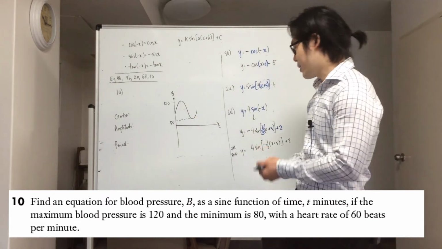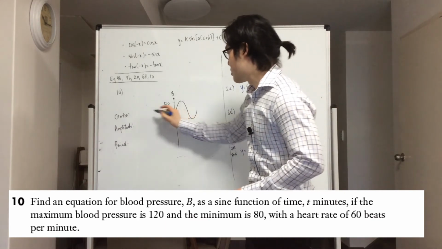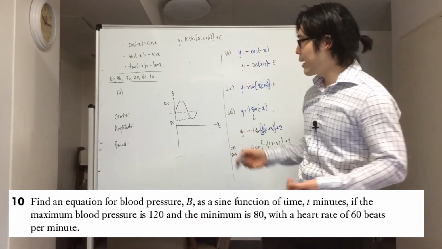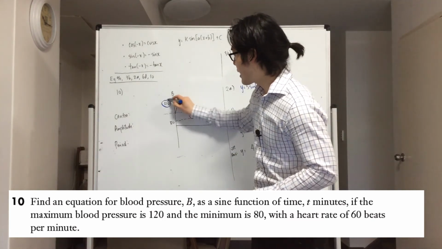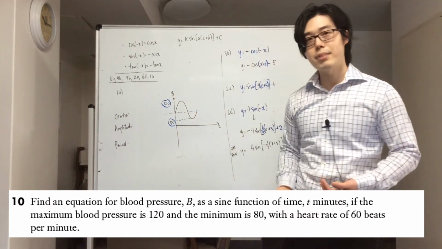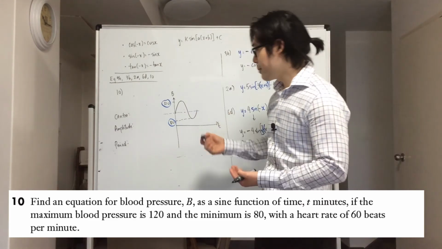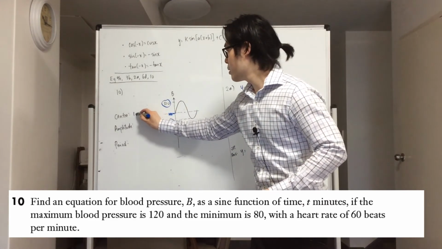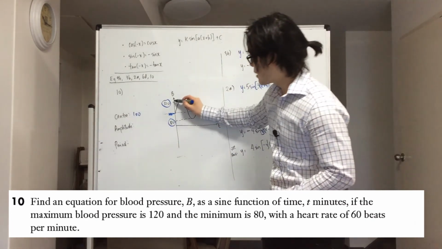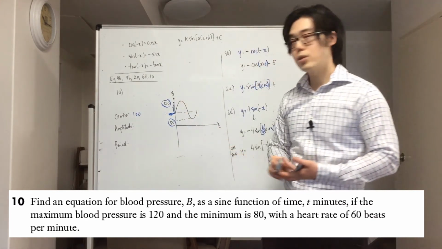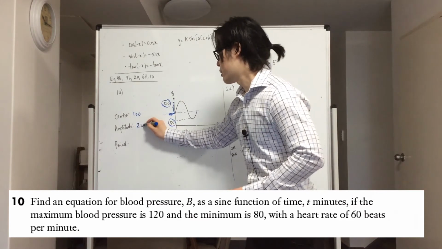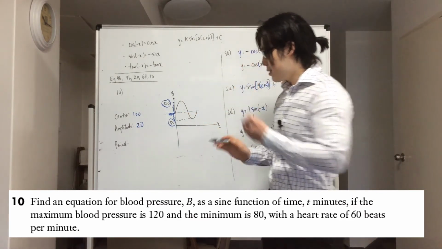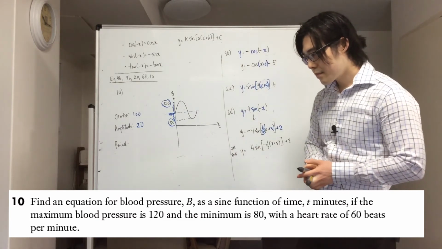As you can see graphically, the center of the graph will be halfway through, and we can calculate that by adding these two. So 120 plus 80 is 200. Divide by 2, that's 100 here. Which means the amplitude is the distance between 120 and 100, which is obviously 20, and that's the same case below.